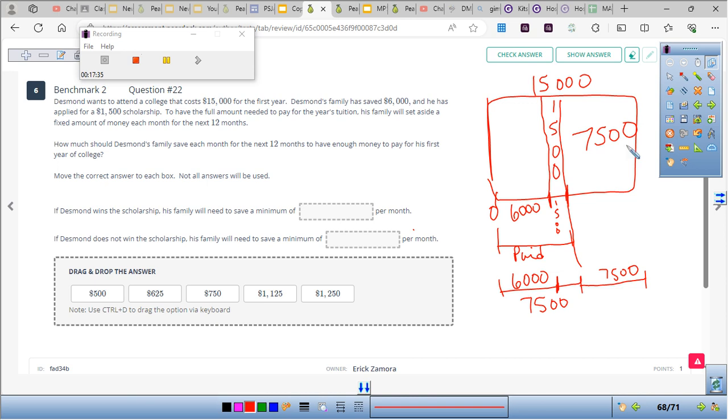So at this much right here, if we divide that by 12, it'd be 625. This part over here, if they did not get the scholarship, then it would be what? It's just right here. 15,000 minus 6,000, that would give me 9,000. And divide that by 12, which gives me 750.